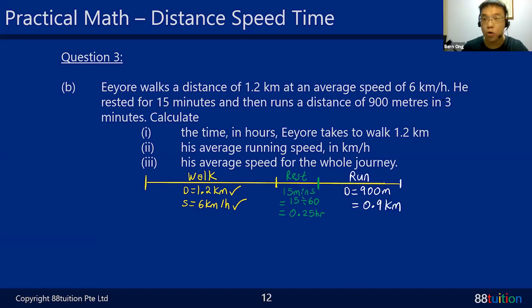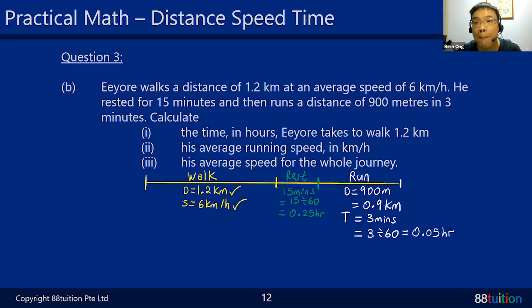Okay, good. I'm happy now. I like it in kilometer. And the question says 3 minutes. The time is 3 minutes. But what did I say? I don't like it in minutes. I like it in hours. So how do I change minutes to hours? Hours to minutes is times 60. Minutes to hour, divide by 60. So 3 divided by 60 is 0.05 hours. Can you see?